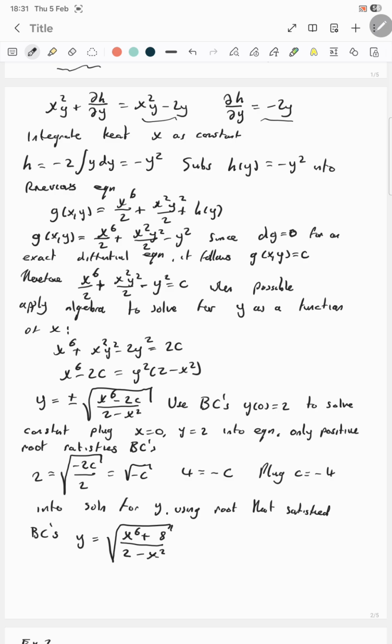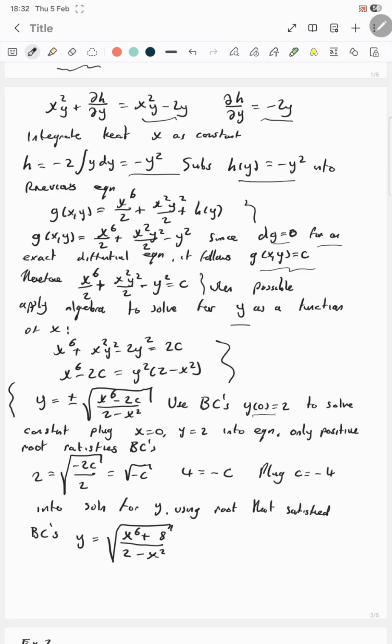We integrate with respect to y and keep x constant. We get this. We substitute h of y equals minus y squared into the previous equation. We get this. Now since dg equals 0, for an exact differential equation it follows that g of x,y equals c, a constant. Therefore this g equals a constant, and then we apply algebra to solve for y as a function of x, which gives us this here, y as a function of x.